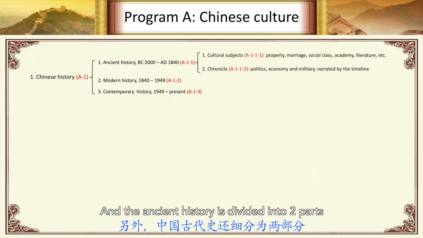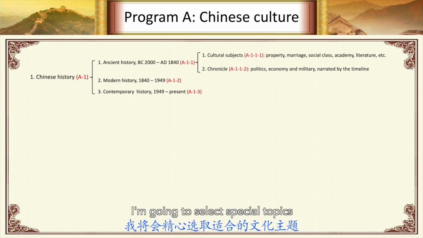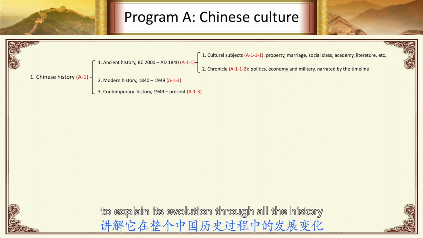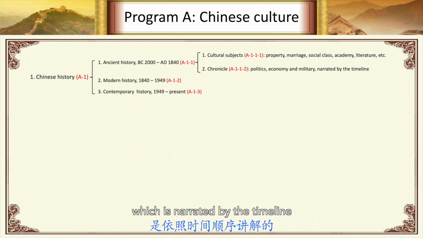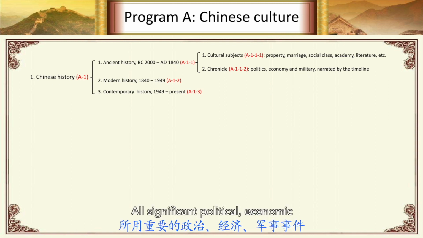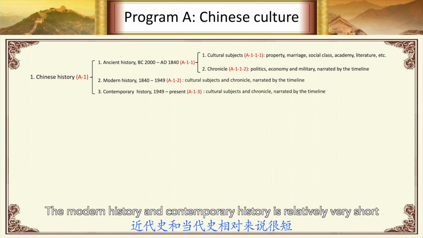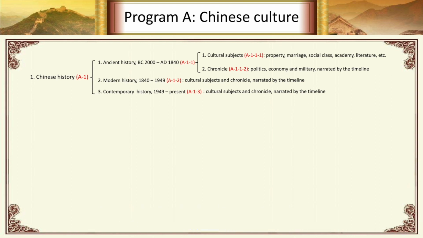And the ancient history is divided into 2 parts. One is cultural subjects. I'm going to select special topics such as marriage, social class, academy, to explain its evolution through all the history. Another part is chronicle history, which is narrated by the timeline. All significant political, economic, and military events will be told here. The modern history and contemporary history is relatively very short. So I mixed cultural subjects and chronicle history. All will be narrated by the timeline.